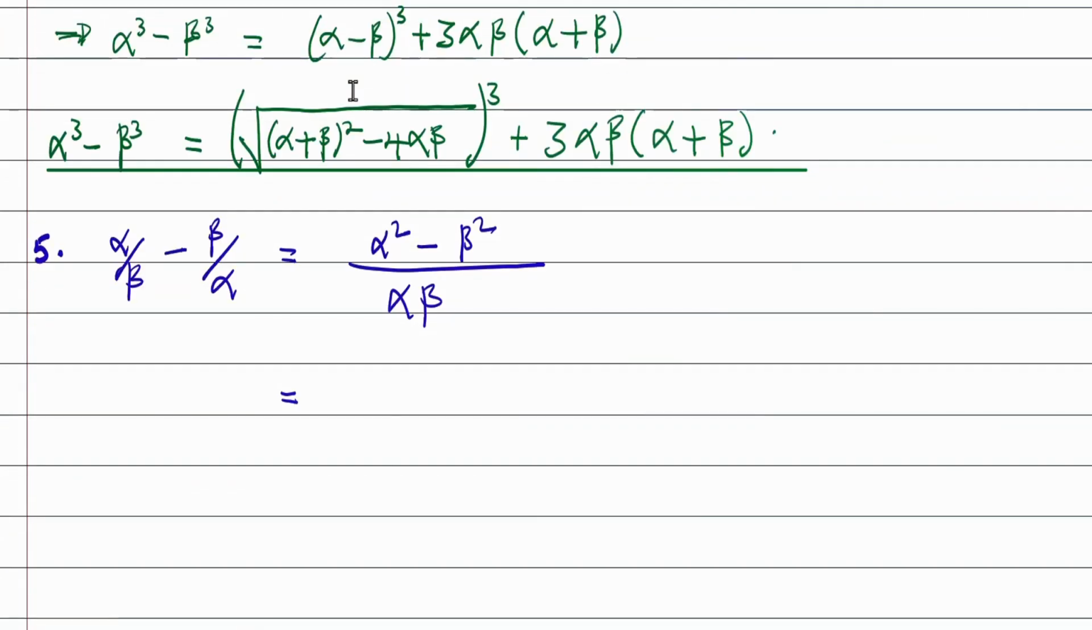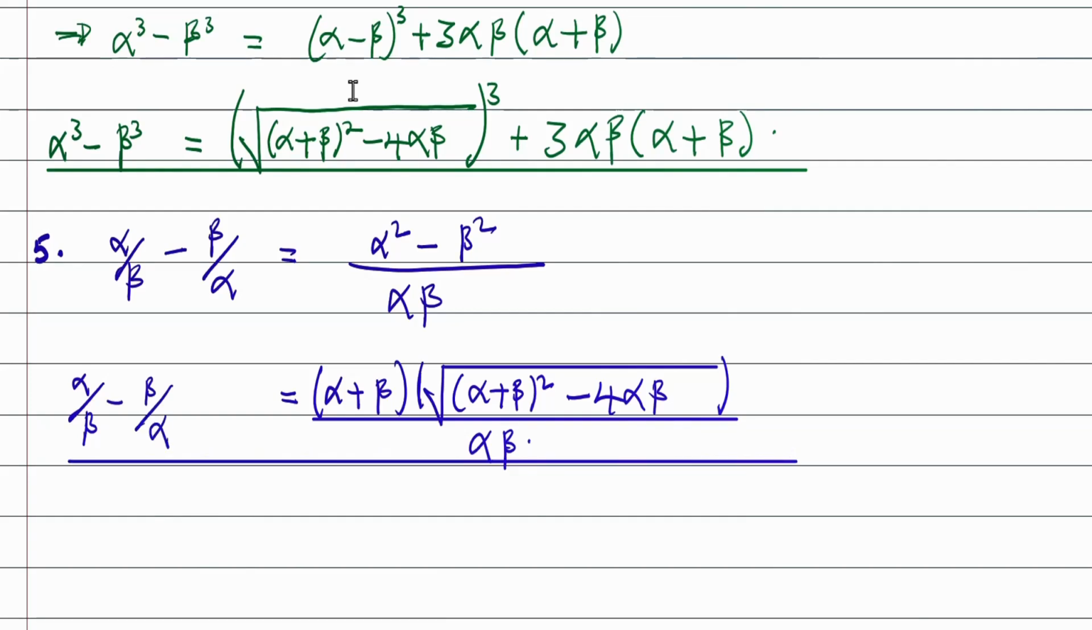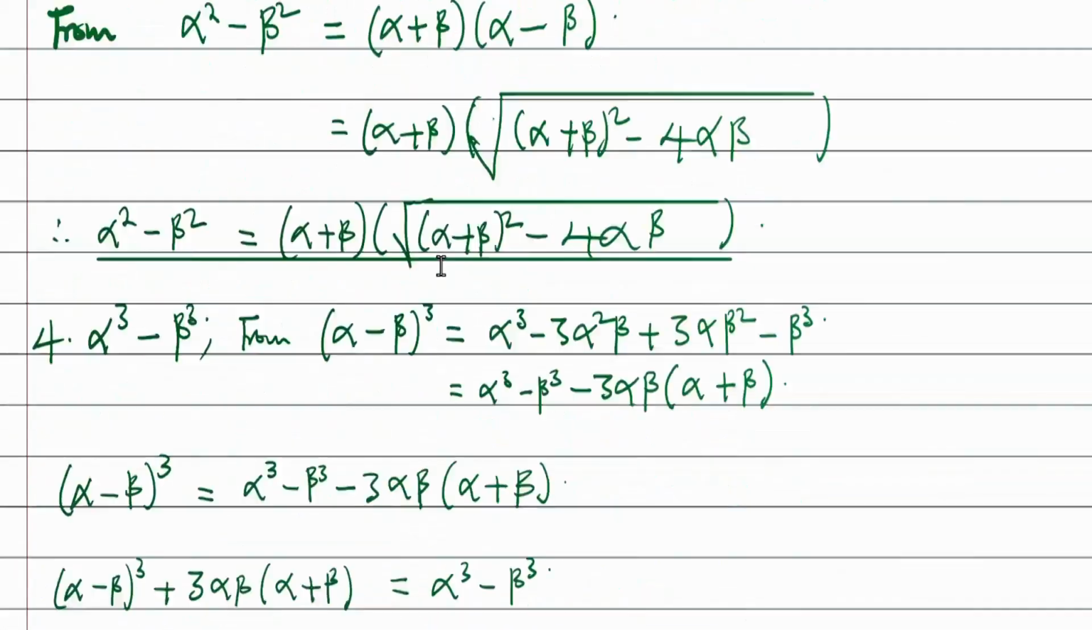So this means that we are going to have alpha plus beta into the square root of alpha plus beta, but squared, minus 4 alpha beta. It's a product, but divided by this alpha beta. Therefore, alpha divided by beta minus beta divided by alpha equals that. And this becomes the answer for that part. We can now move to number 6.